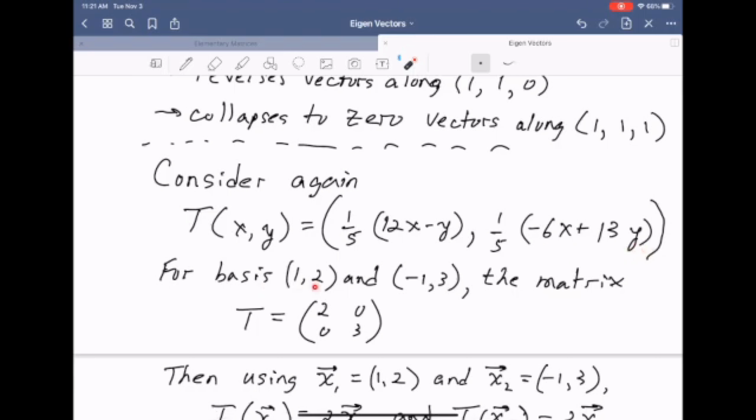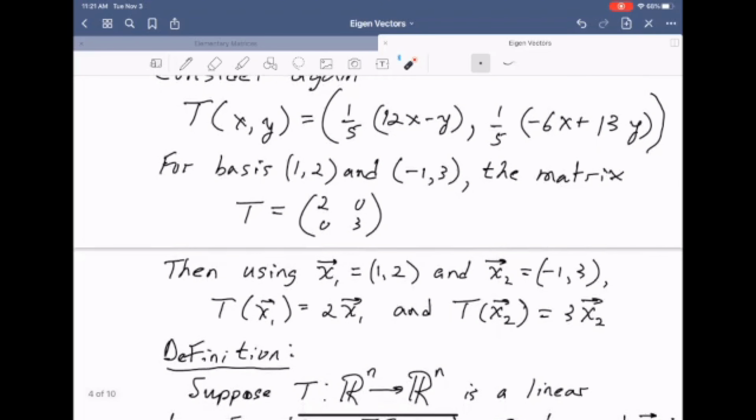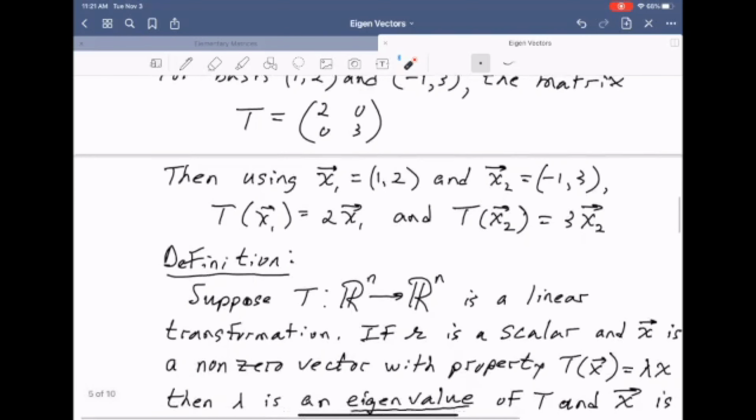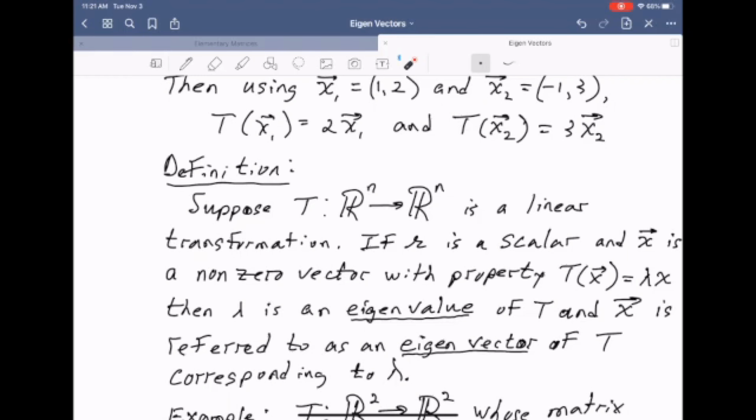For the bases 1, 2 and minus 1, 3, and the matrix T, 2, 0, 0, 3, then using this vector 1, 2 and this vector minus 1, 3, so those are our two rows, if you like, we get transformation 2 times in the x1 direction and 3 times in the x2 direction. All right, that gives us an idea of how we transform things from one coordinate system to a changed coordinate system, if you like.